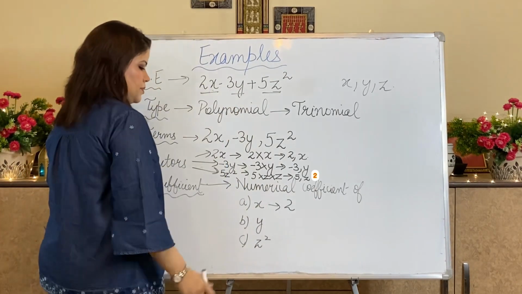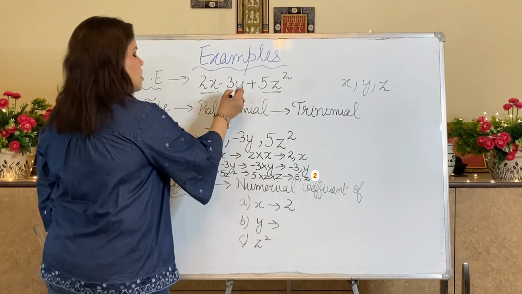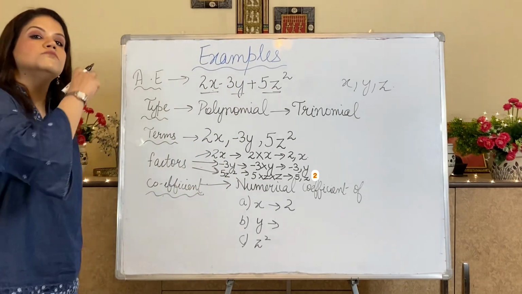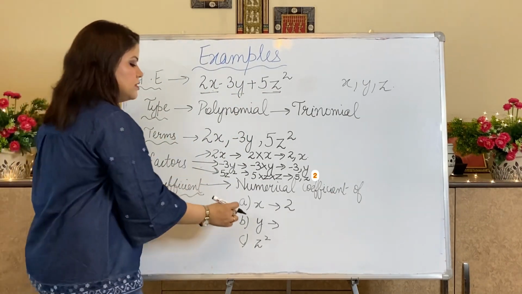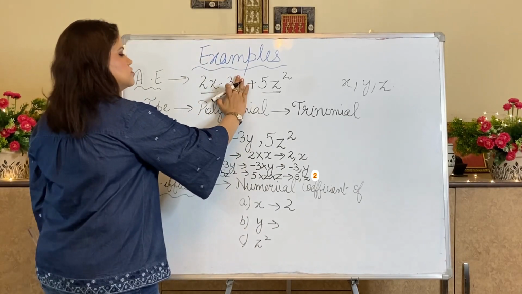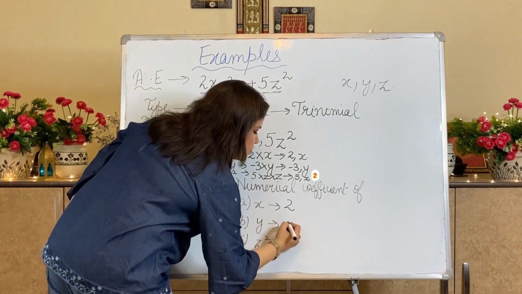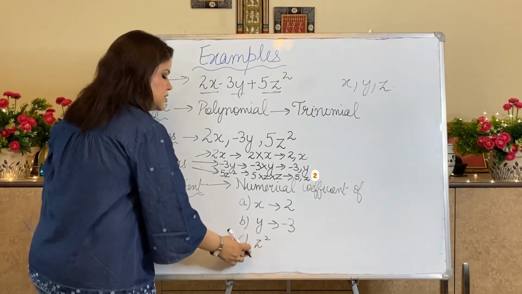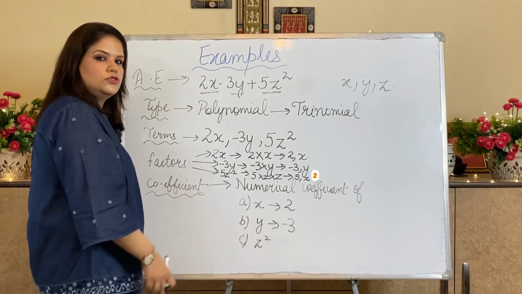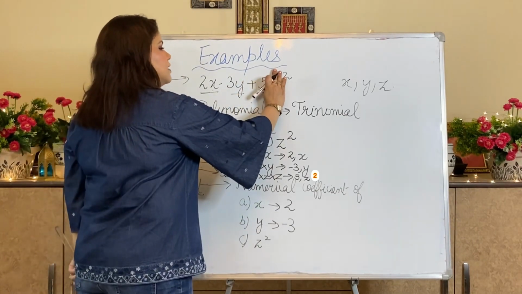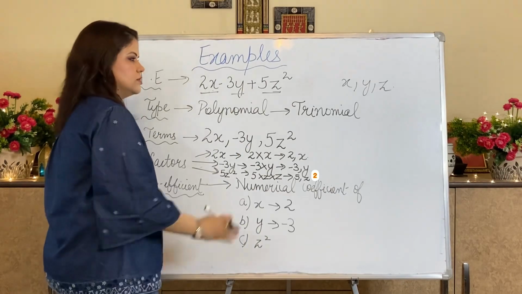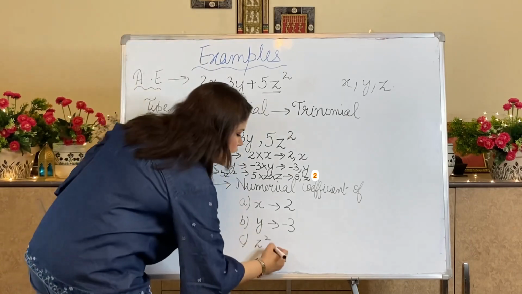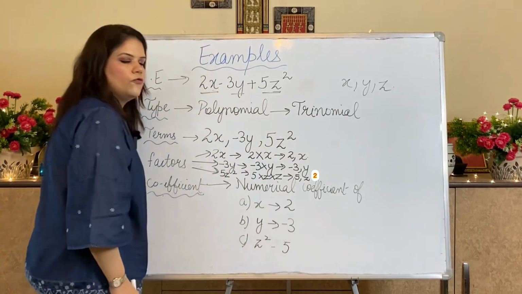For the second term, y, what is left? That means whatever is in front of it and is multiplying with it, leaving this much. That means if I leave y, what do I have? Minus 3. For the third term, z square, I have to write the numerical coefficient of z square. That means I have to hide this. Whatever is left, that I will write. Z square I am hiding. I am left with 5. So 5 is the coefficient.